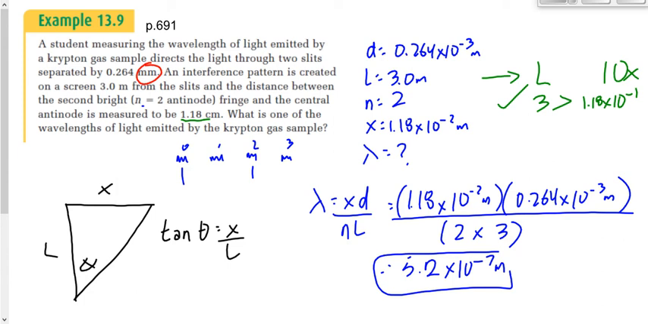By using this little trick, this little rule of thumb, we avoid having to do this most times. The only time we have to do this is if L is not greater than 10 times x. If it's not, find the angle and then use the other equation.